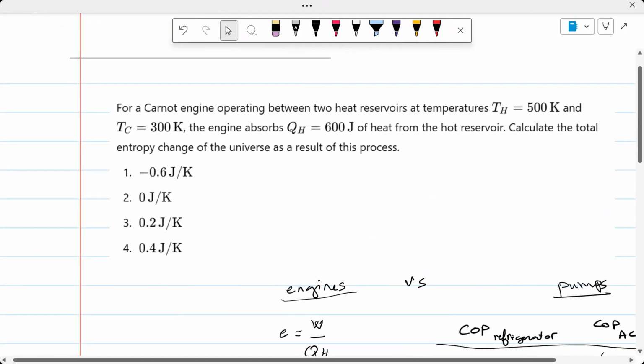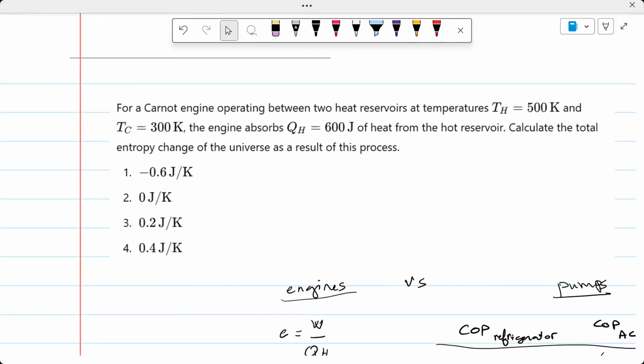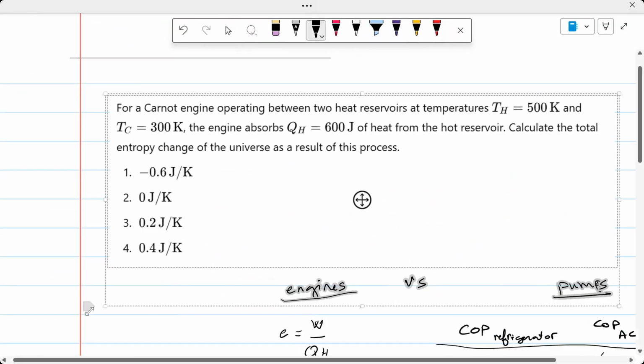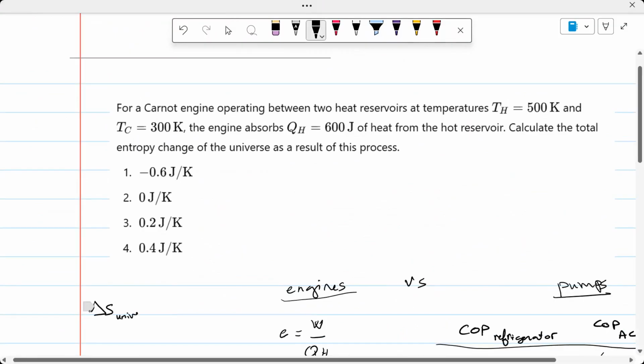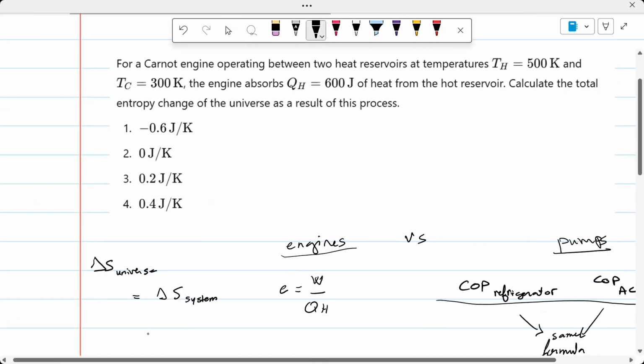Okay, so let's see what we have here. A Carnot engine operating between two heat reservoirs at temperatures TH equal 500 and TC equals 300. The engine absorbs QH equals 600 joules of heat from the hot reservoir. Calculate the total entropy change of the universe as a result of this process. So I want delta S of the universe. Like I told you, this is going to be equal to delta S of the system plus delta S of the surrounding.